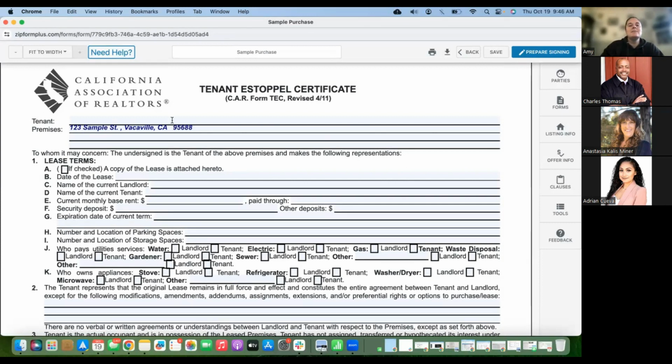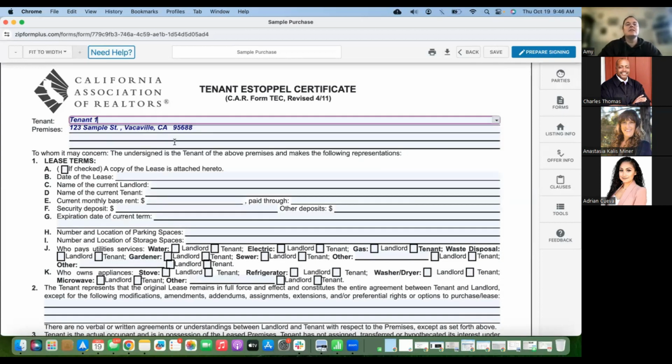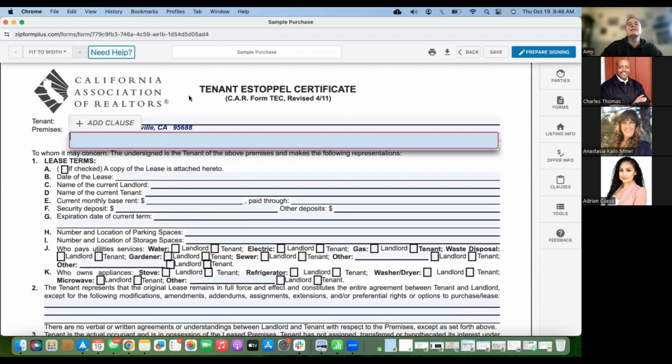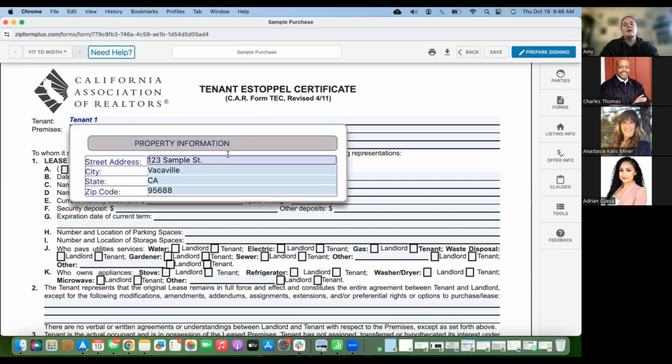So the tenant's name goes up here, Tenant 1, right? The premises goes in here. Now keep in mind that you can have a tenant estoppel certificate for every unit. So you could have one for unit 1, unit 2, unit 3, unit 4, right? So you might have multiple tenant estoppel certificates, at which point for the premises, you would probably want to put unit 1 on unit 1 and so on and so forth. There might be a better way to put that. Let's see if we can.